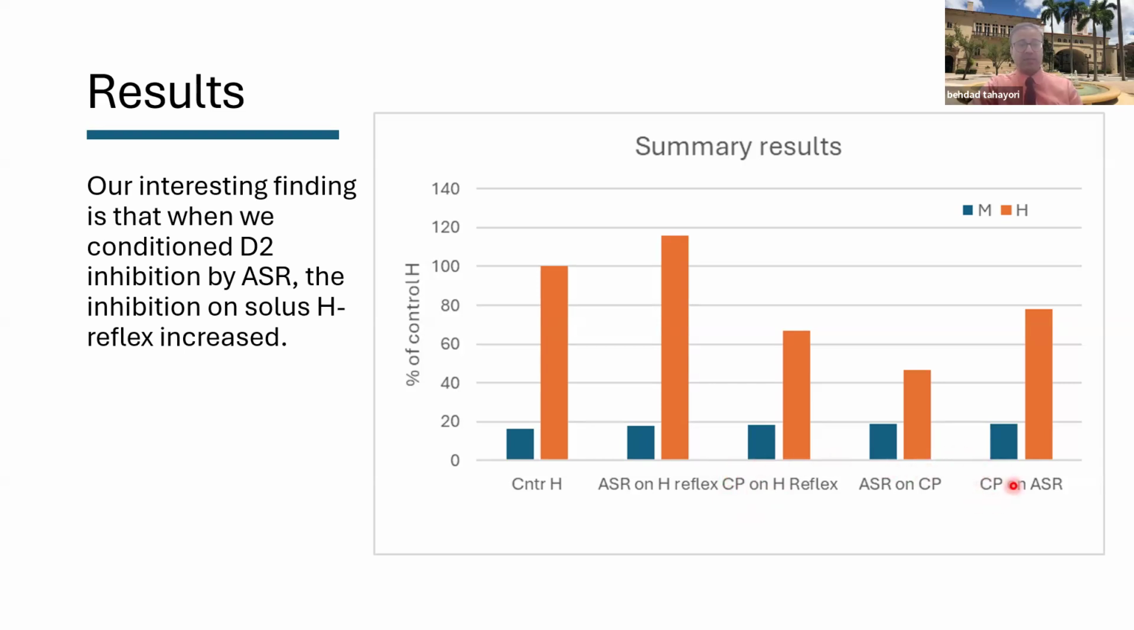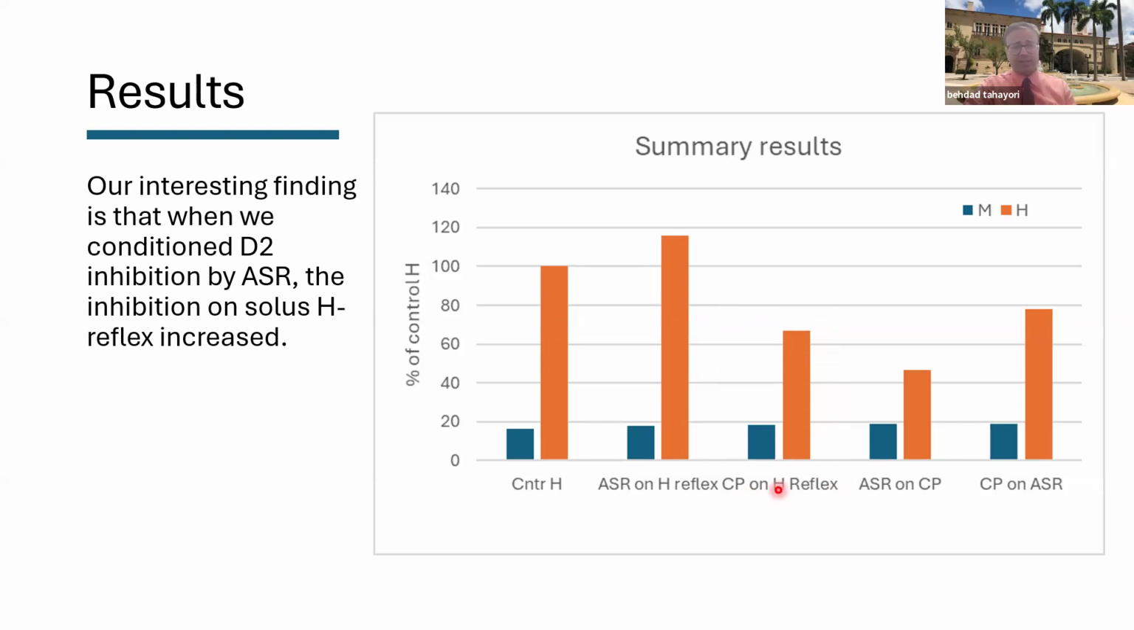Then we had CP and then ASR stimulation. And as you can see, the ASR decreases the amount of inhibition, meaning that it facilitates the H-reflex. So it goes in the completely opposite direction. And again, we think ASR is either presynaptically or postsynaptically affecting the H-reflex. We do not know. With this experiment, we can't tell if it is presynaptic or postsynaptic, but what we do know is that this part, CP, is presynaptically mediated.